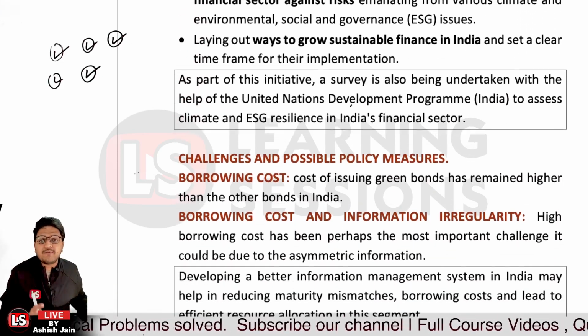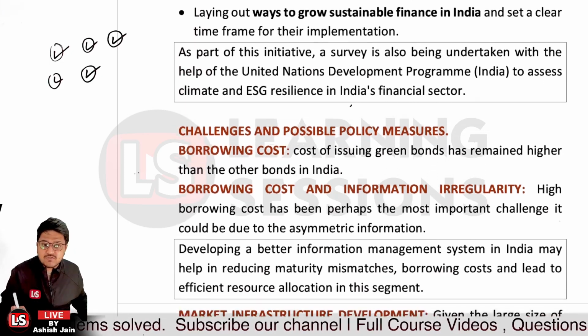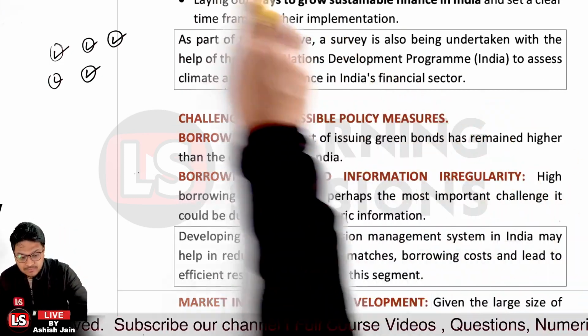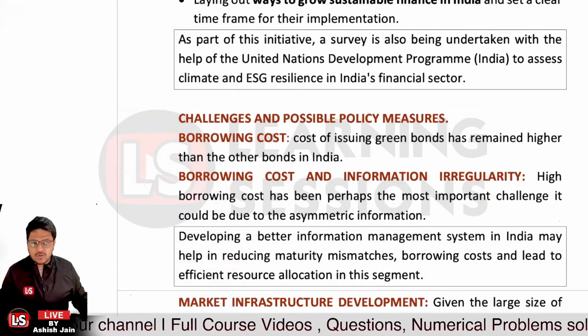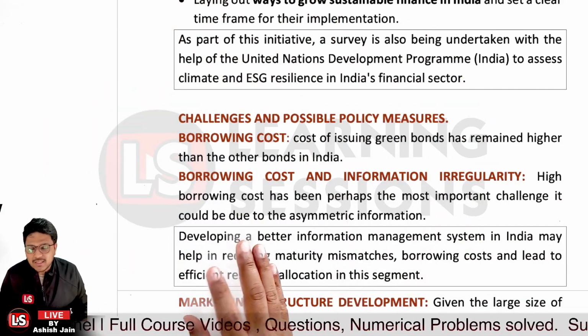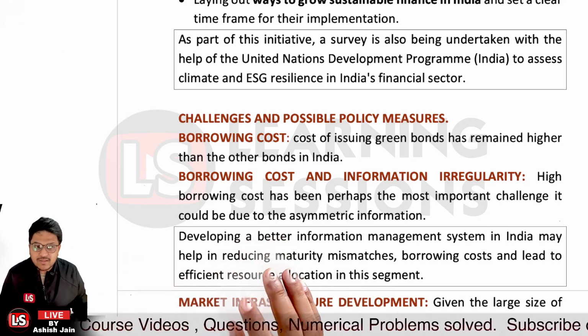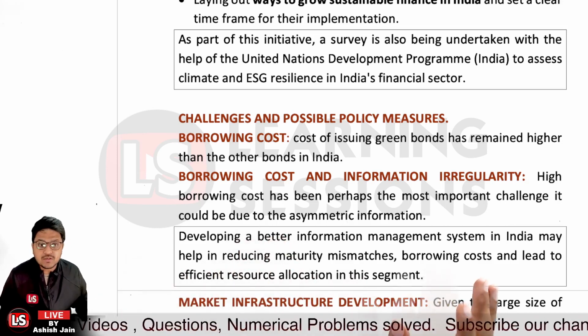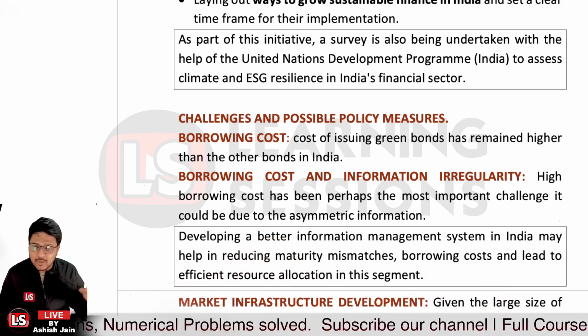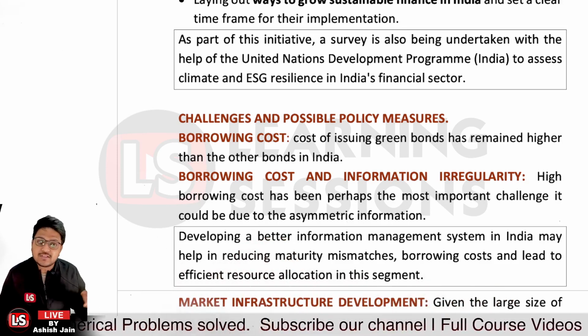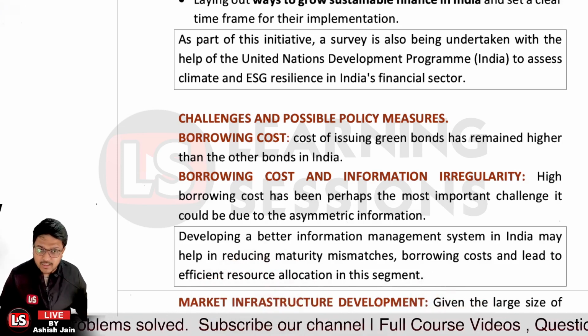And further, what are the different challenges and possible policy measures which can be taken? First of all, it's related to borrowing cost. When we are talking about green bonds, the borrowing cost is much higher than that of other bonds, because the time period is quite long and there is risk associated with them, so the borrowing cost is quite high.